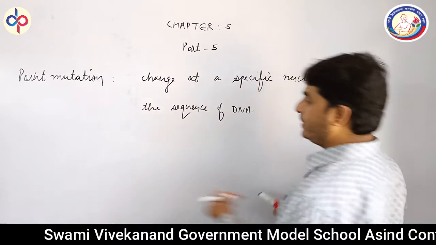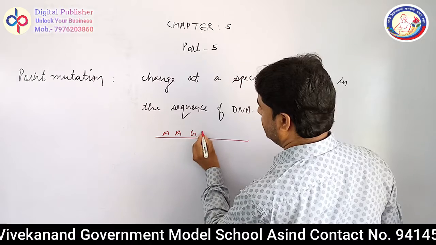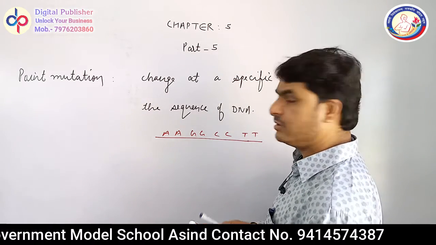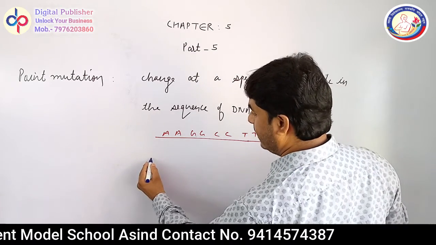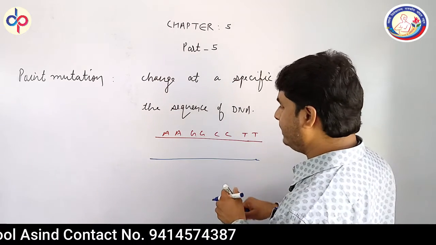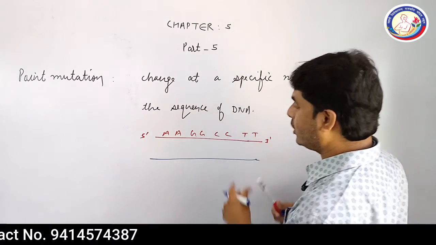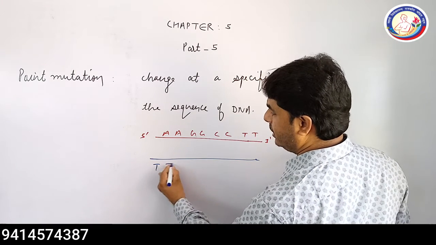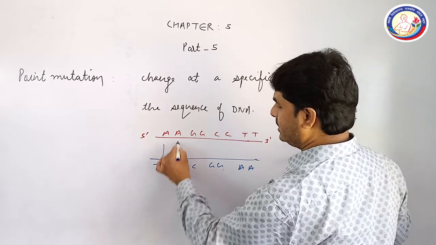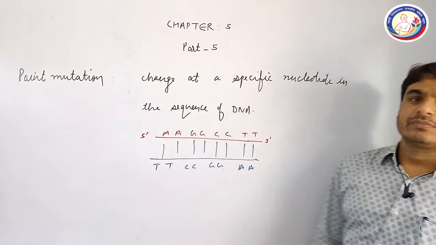Suppose, let me draw the figure. Suppose this is the sequence AAGGCCTT. This is the specified sequence of nucleotides in the DNA, and on the other strand, what will you see? The sequence will be complementary to this: TTCCGGAA. This is basically the sequence of base pairs in the DNA.